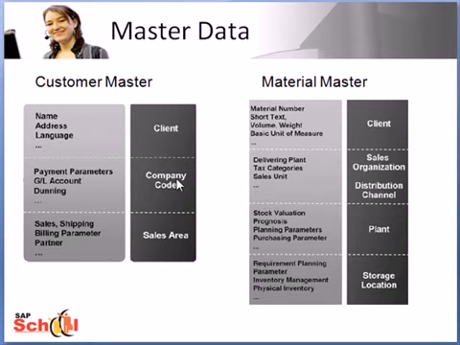Then you have the data for company code. This data reflects company specific agreements with the customer. And then data for sales. This data has different characteristics for a company's sales organizations and channels.